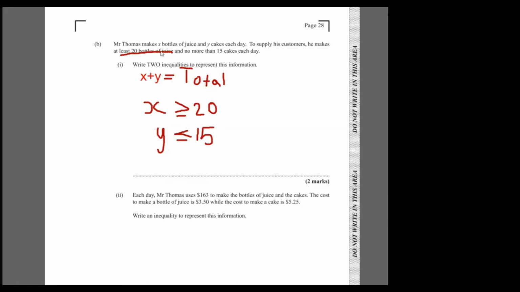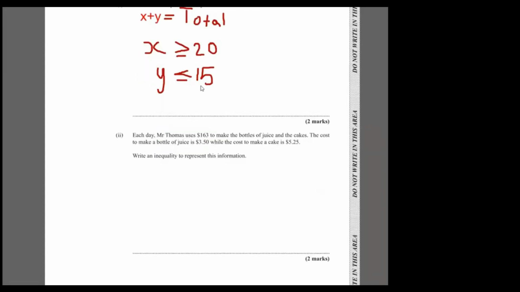So the maximum number of cakes he makes is 15 and the minimum number of juice he makes is 20. Right? He has to hustle. He's hustling, Mr. Thomas. Now it says each day Mr. Thomas uses $163 to make the bottles of juice and cakes. All right, each day he uses $163 to make juice and cakes.